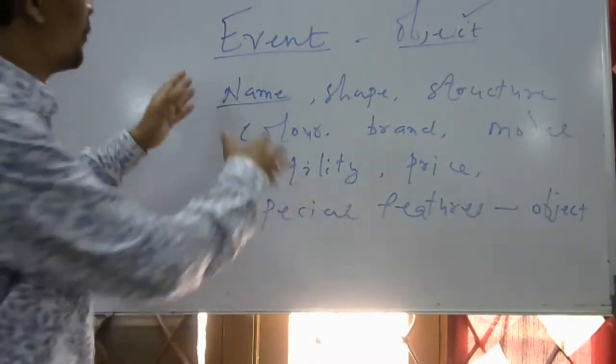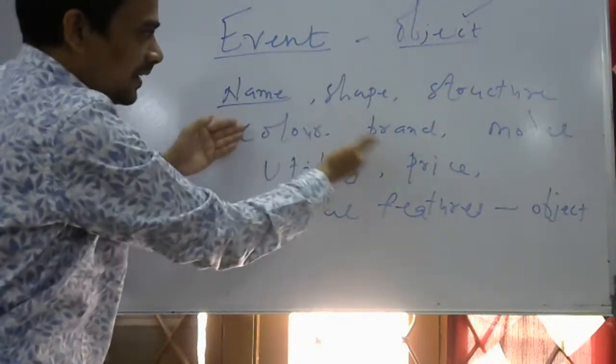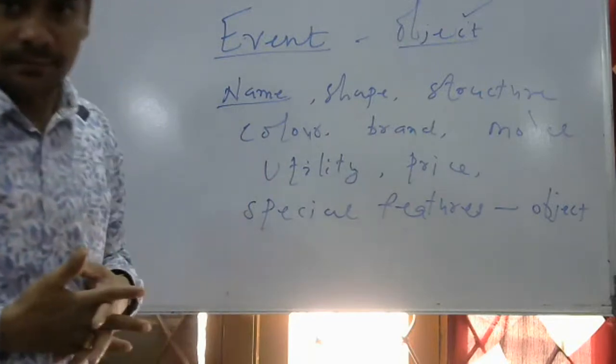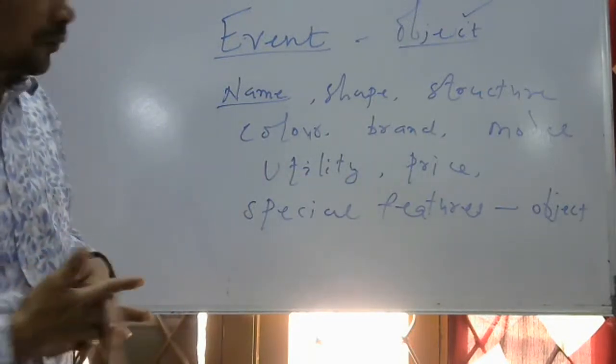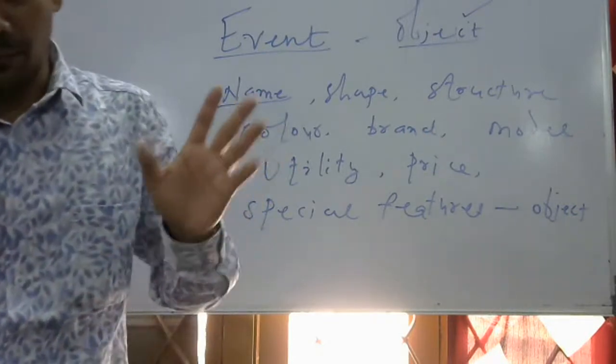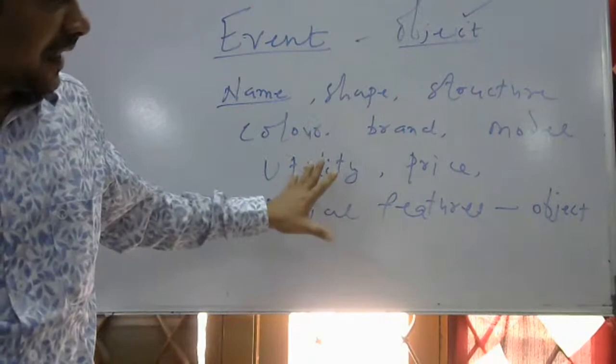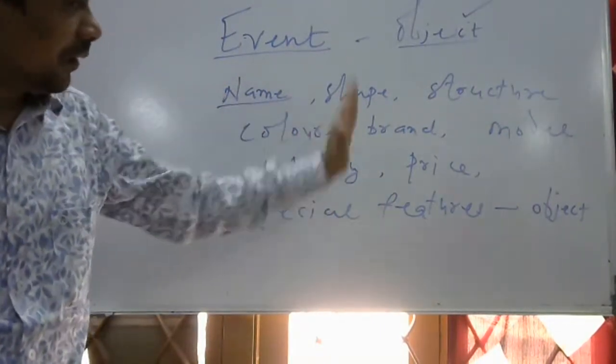Suppose Subham, you have written a description of any object, but I don't find major points here. So all points to be there. It will not be given in your question paper that you include all points. So this is for your understanding. You have to go through all.